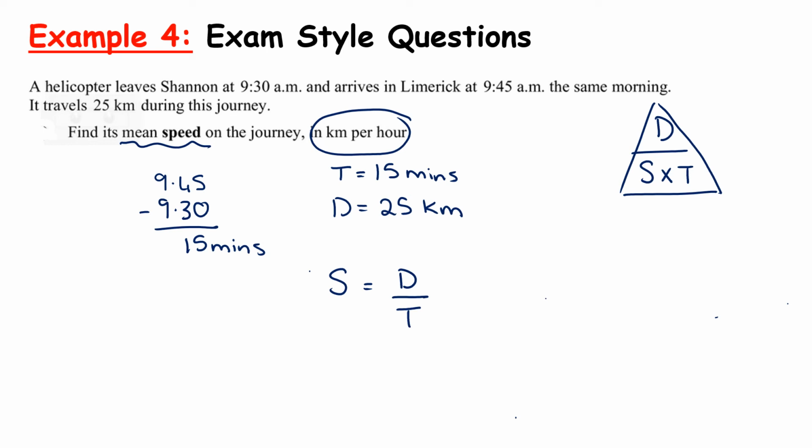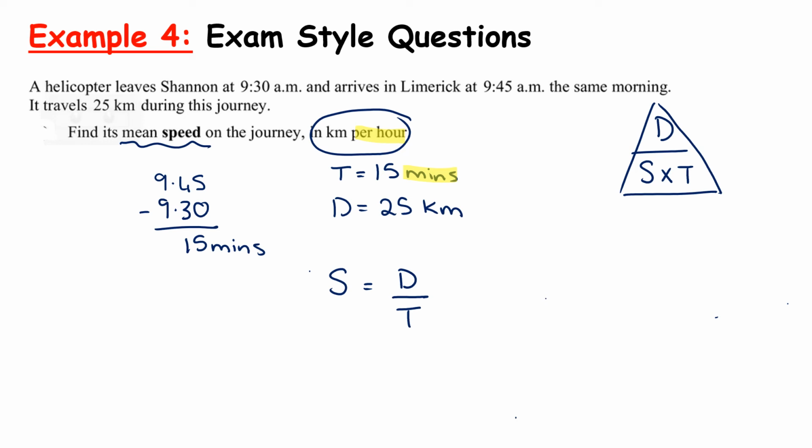Now, my issue at the moment is my units don't match. So I've been asked to do kilometers per hour and the kilometers match, but for the per hour part I actually have minutes. So I need to convert the minutes I have into an hour. So if it helps, use your clock to figure out 15 minutes.